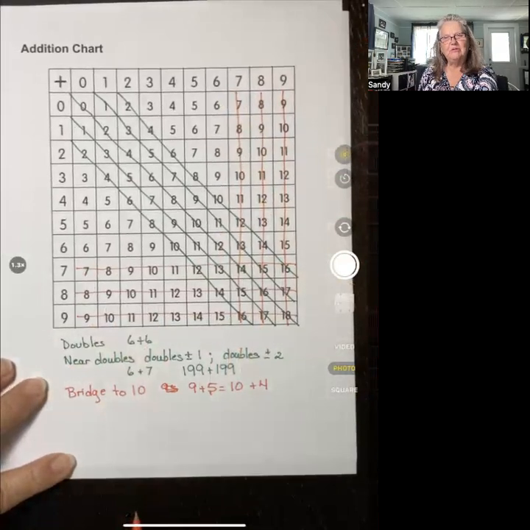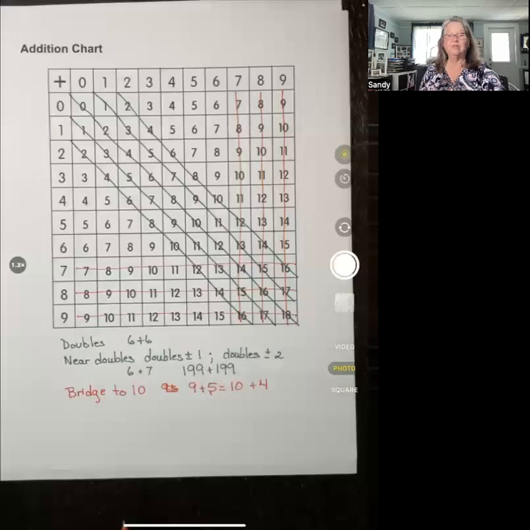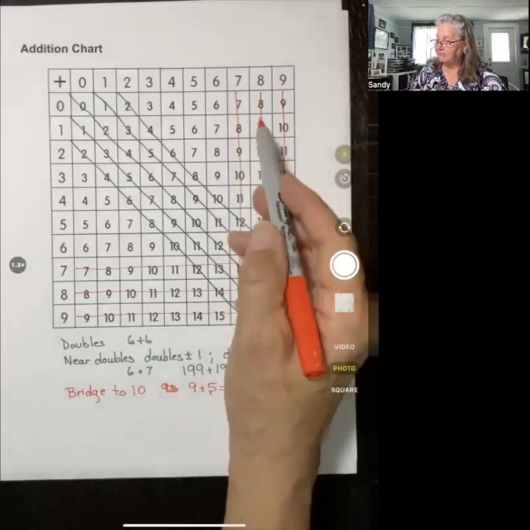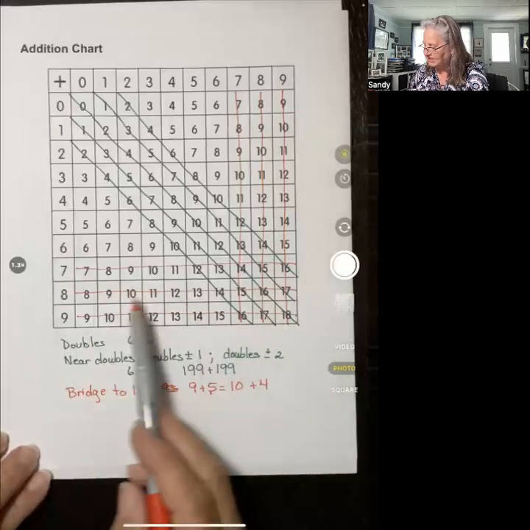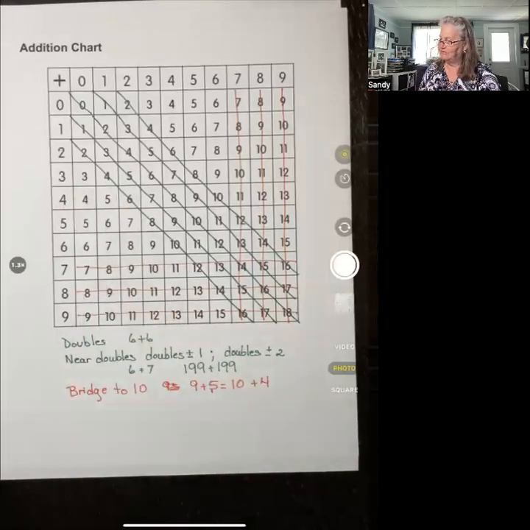And that's a question we would ask your children too: what numbers would it be most efficient or most preferable to use Bridge to 10? So this takes care of these facts. Now, do you notice how few we have left, right?